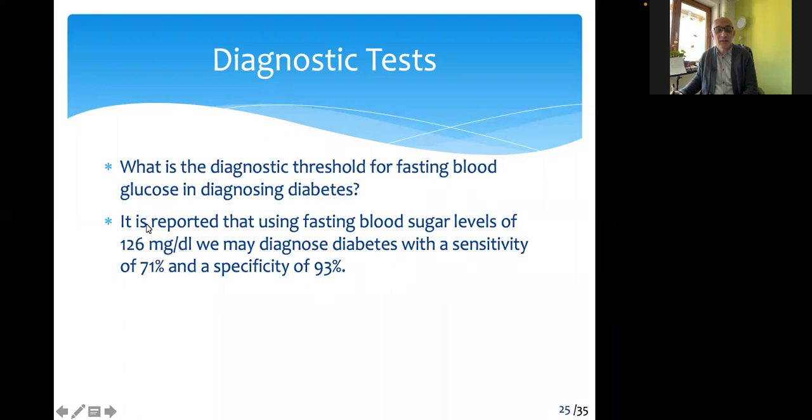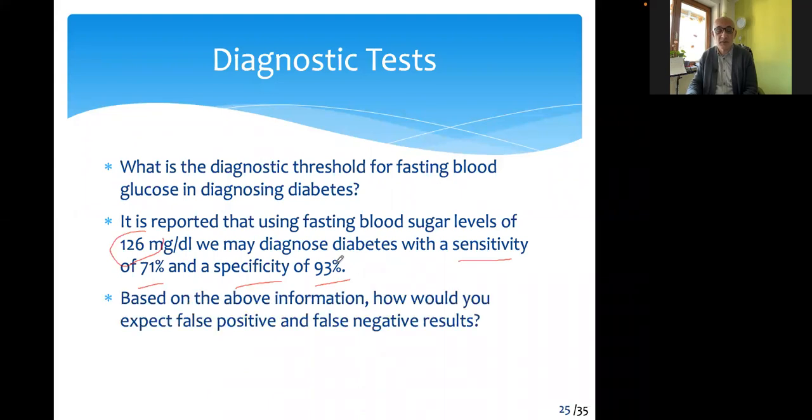In milligrams per deciliter, the threshold is 126. Why did they select this weird number, 126, not 130, not 110? That's the purpose of my presentation now. Because using this threshold, we diagnose diabetes with a sensitivity of 71% and a specificity of 93%. What is sensitivity? What is specificity? I will explain it in a minute.